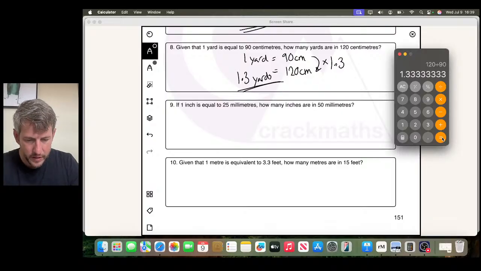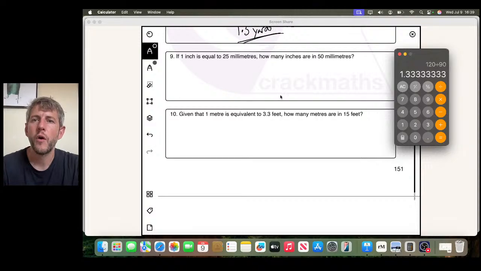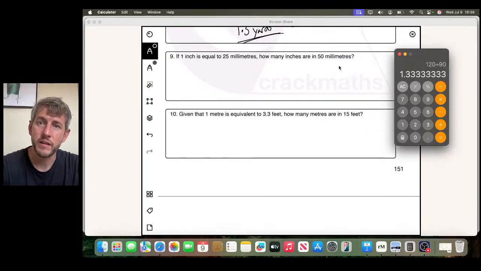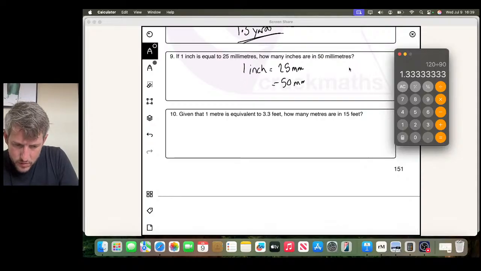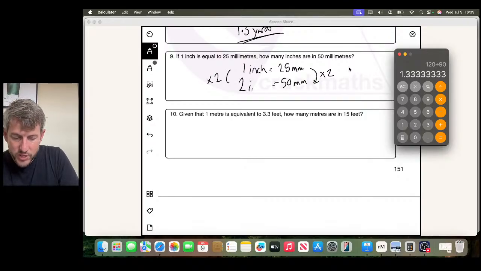Okay. Right. Next one we've got here. If 1 inch is equal to 25 millimeters, how many inches are in 50 millimeters? So we've got 1 inch equals 25 millimeters. And then we've got how many inches are 50 millimeters. You might just notice this off the bat, but 25 is half of 50. So that's times 2. So we've got that 25 twice. So that will mean that will be 2 inches.